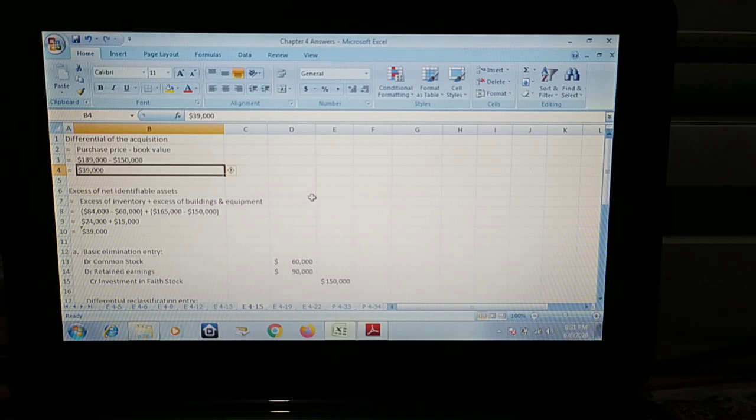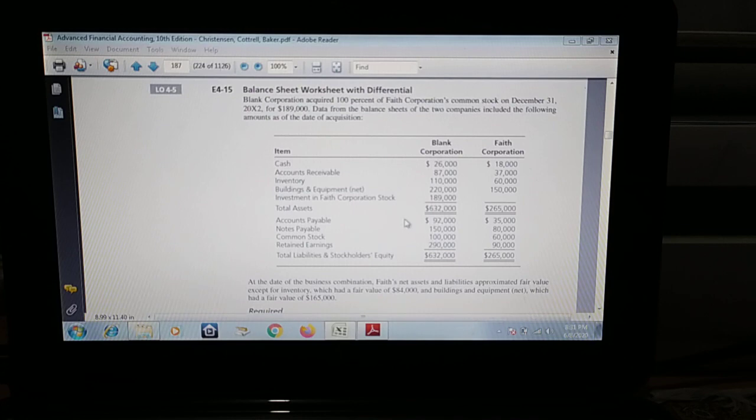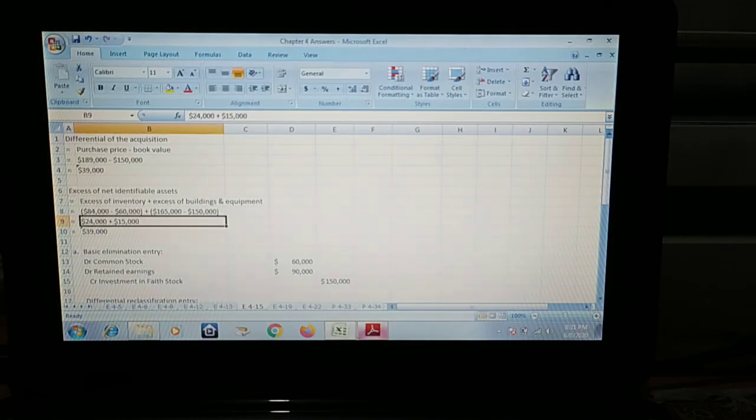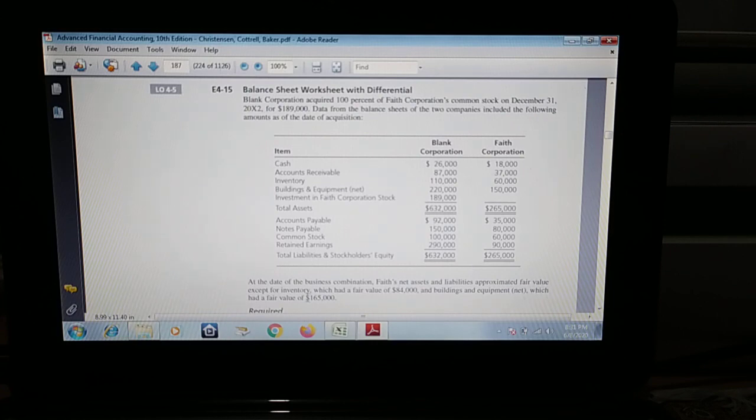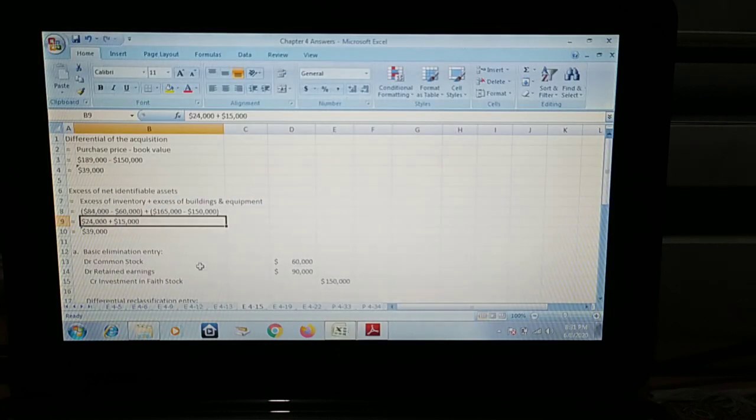And then the second step will be always to calculate the excess of net identifiable asset. Okay, we know that the one that is more than the book value is only inventory and buildings and equipment net. Okay, so inventory is $84,000, the book value is only $60,000, so the excess is $24,000. And then for buildings and equipment, the fair value is $165,000, the book value is only $150,000, so the excess is $15,000. So you will get $39,000 for the excess of net identifiable assets. So we see here that the differential is equals to the excess, so there's no goodwill, okay.